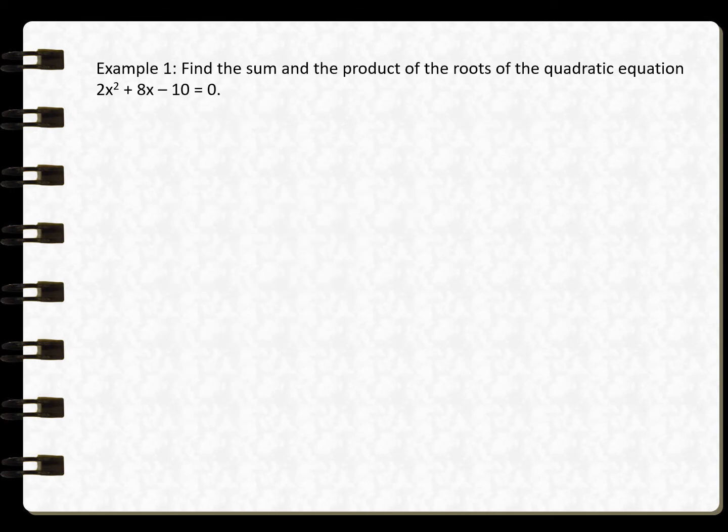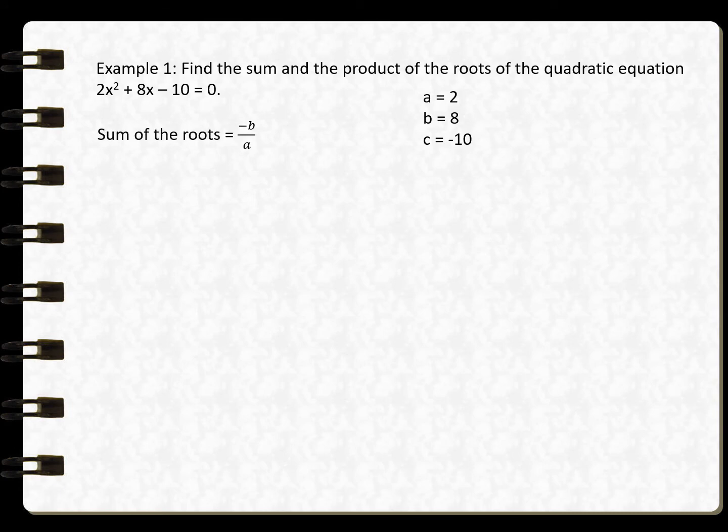For an example, find the sum and the product of the roots of the quadratic equation 2x squared plus 8x minus 10 equals 0. So, ang first step is to find the values of a, b, and c. So, ang a, siya yung quadratic term. And b, siya yung ating linear term. And c, siya yung ating constant term o yung walang kasamang variable. So, a is equal to 2, b is equal to 8, and c is equal to negative 10.